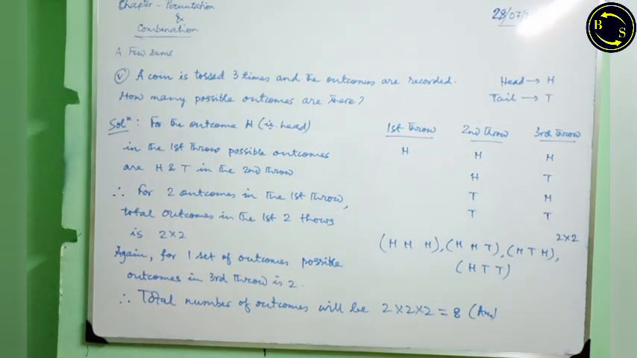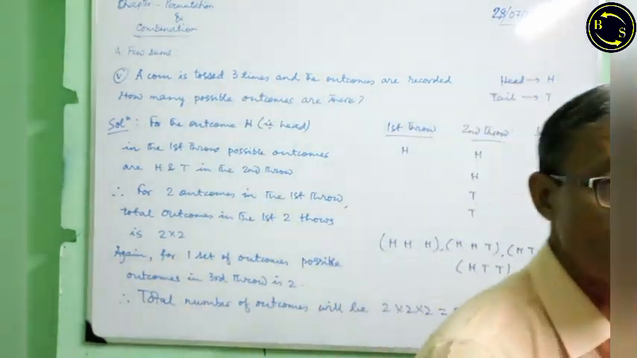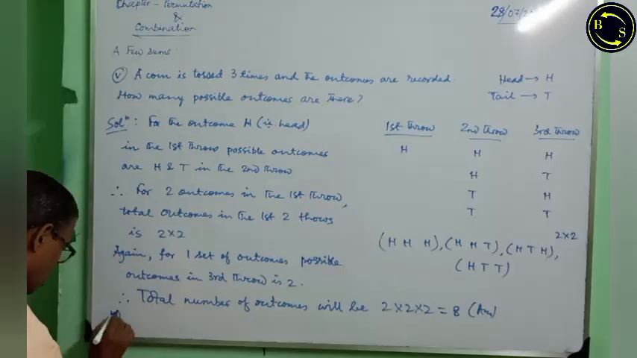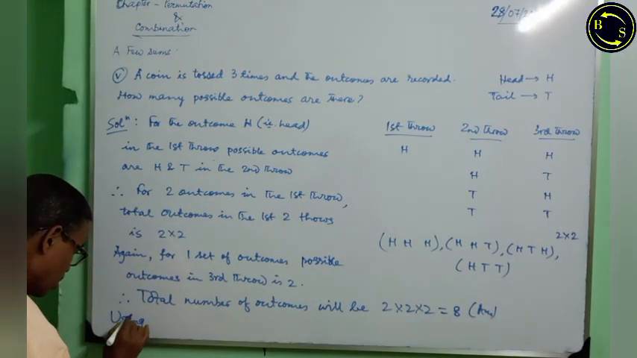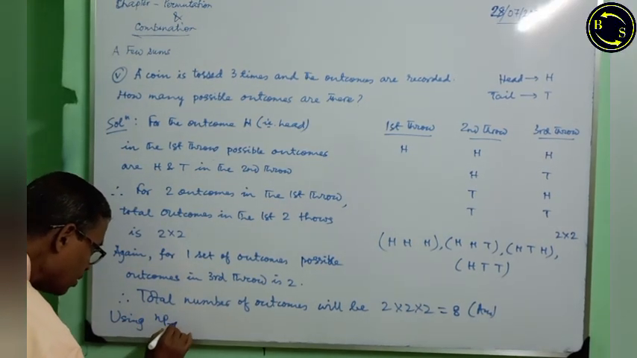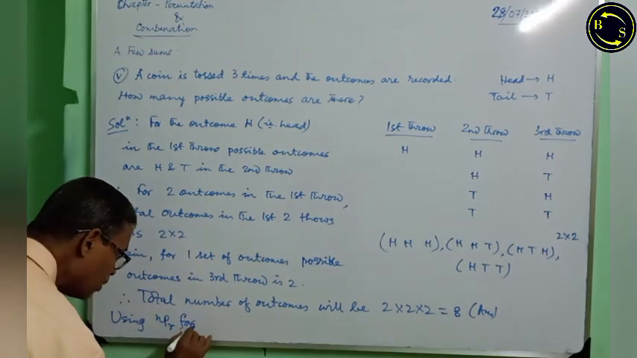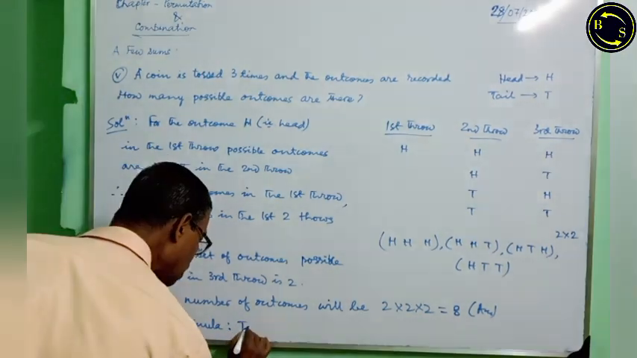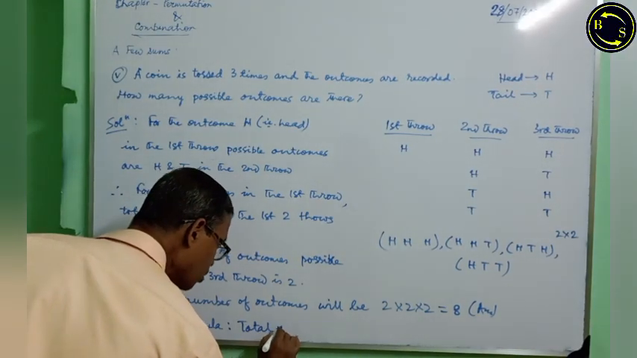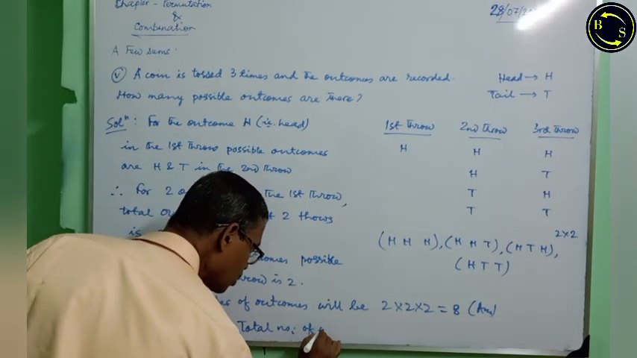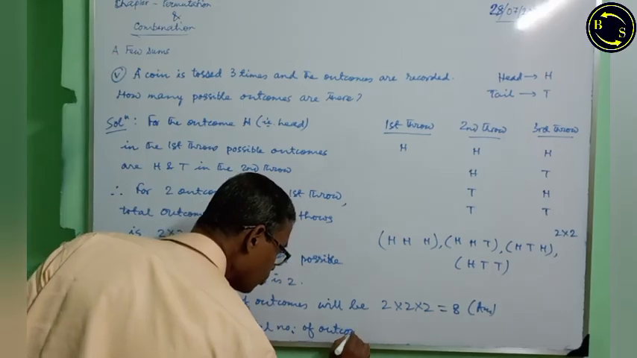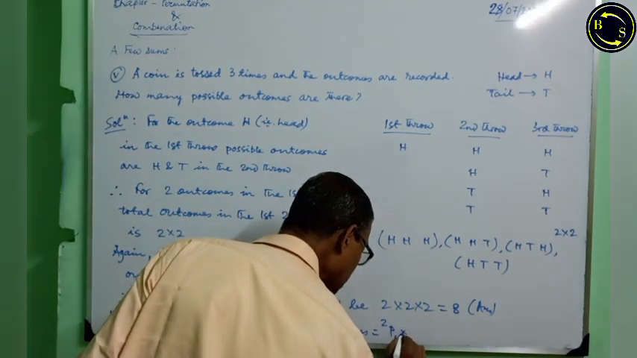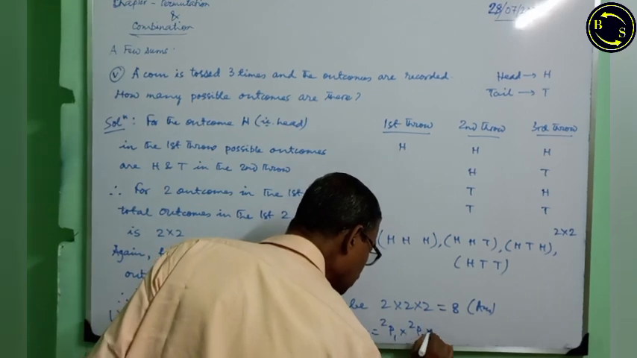We can consider the use of the formula using NPR formula. Total number of outcomes 2p1 into 2p1 into 2p1.